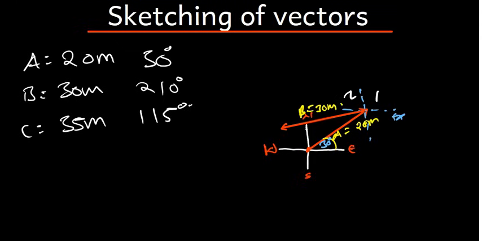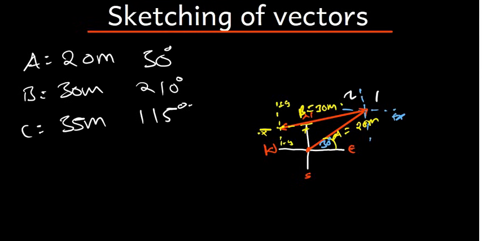Now, after reaching the endpoint, I need to come up with another XY plane. Okay, so I know that this is going to be positive X. This is going to be positive Y. This is negative X, this is negative Y. Again, this is going to be my starting point of vector what? Vector C. So vector C is going to start from there. It's 35 meters, so it's going to be a bit longer than vectors A and B. So it's going to start from this line.